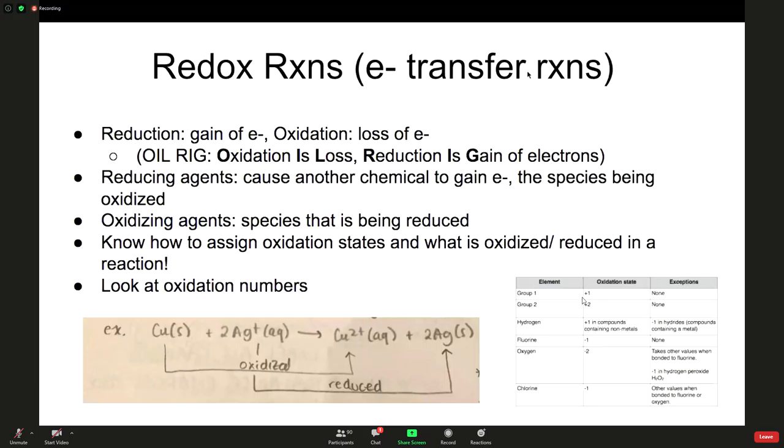I've gotten a question a couple times: do we need to be able to balance half reactions? I don't quite remember in lecture, but if you guys did that in lab, it'd be fair game. Just remember to balance both the number of electrons as well as the charges when you're doing those.